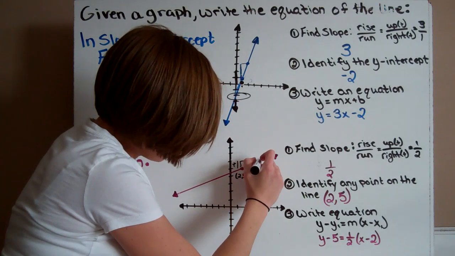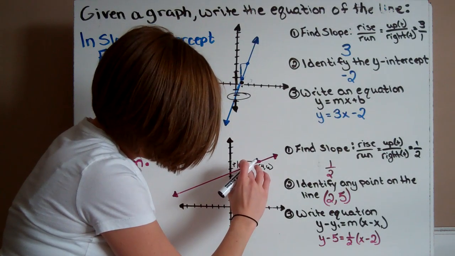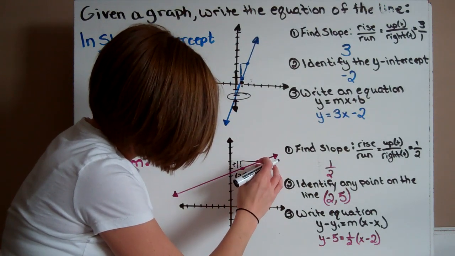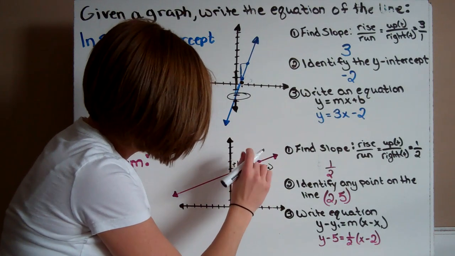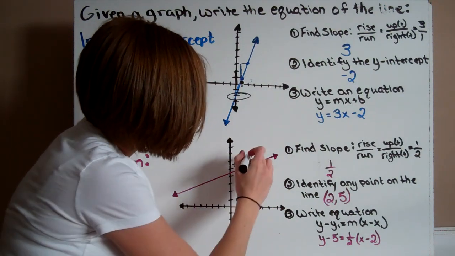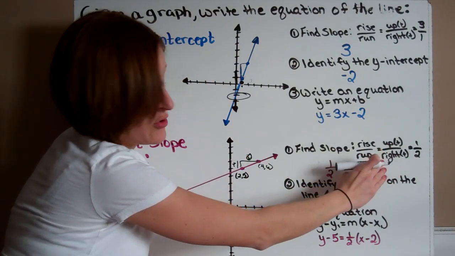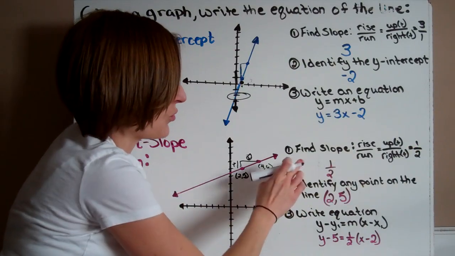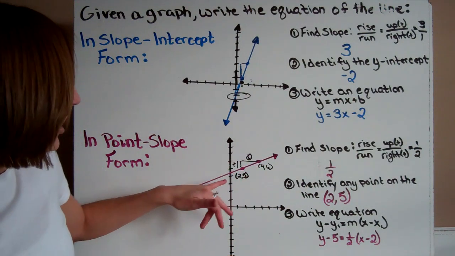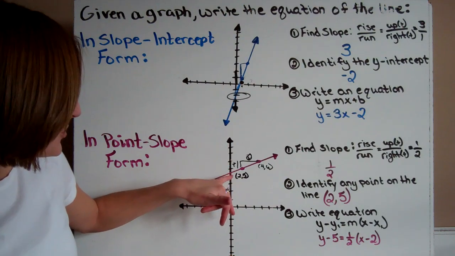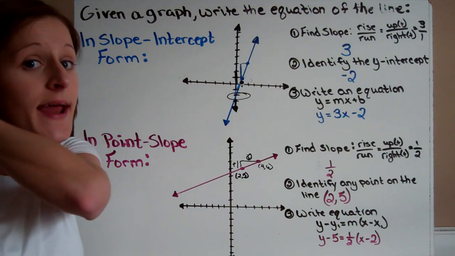And then I'm going to go over. I go over 1, 2 places from 2 to 4. So that's over 2. So that means my slope is up 1, to the right 2, so my slope is 1/2. Alright, now I'm going to identify any point on the line. Notice the y-intercept is between these 2 points, and you don't know if it's 2/3, 1/3, or even 1/2.